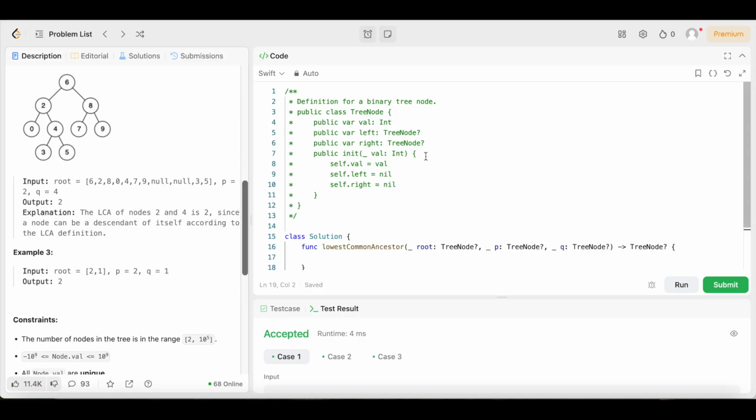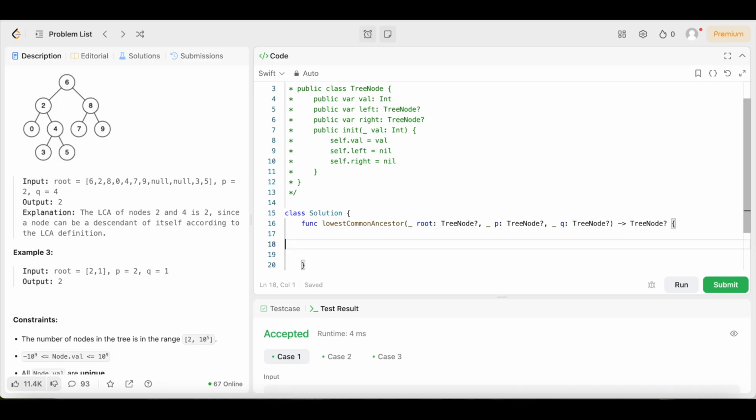Now, let's get into the solution, y'all. So when we're solving this problem, the first thing we want to do is create a base case to see if the current node or the root is nil and return nil, because if there is no node or there is no root, then we know that there's no LCA that exists.